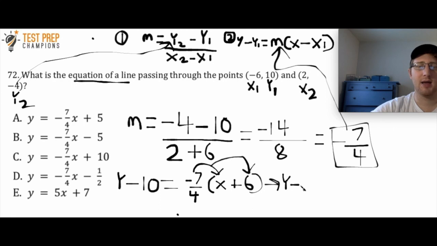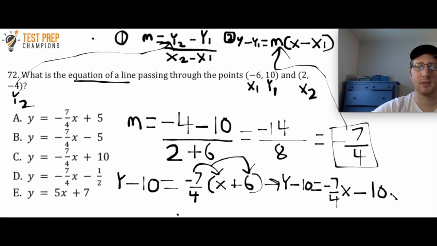I've got y minus 10 equals -7 over 4x plus what? If I use my calculator, what is -7 over 4 times 6? And this should be minus, it shouldn't be plus, right? It's -7 over 4. So the answer to that, -7 over 4 times 6, is going to be -10.5.